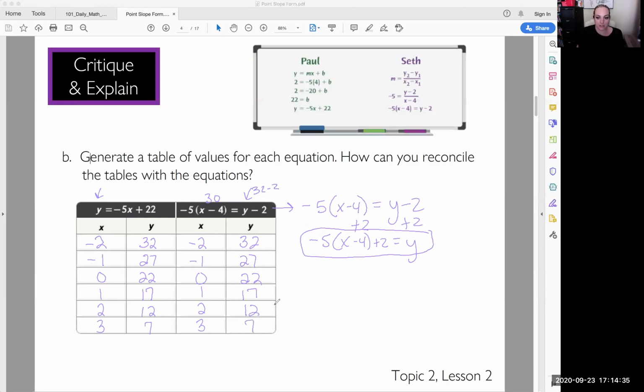Pretty sweet. So we have just moved from slope-intercept form of an equation to point-slope form. Now, let's keep going.